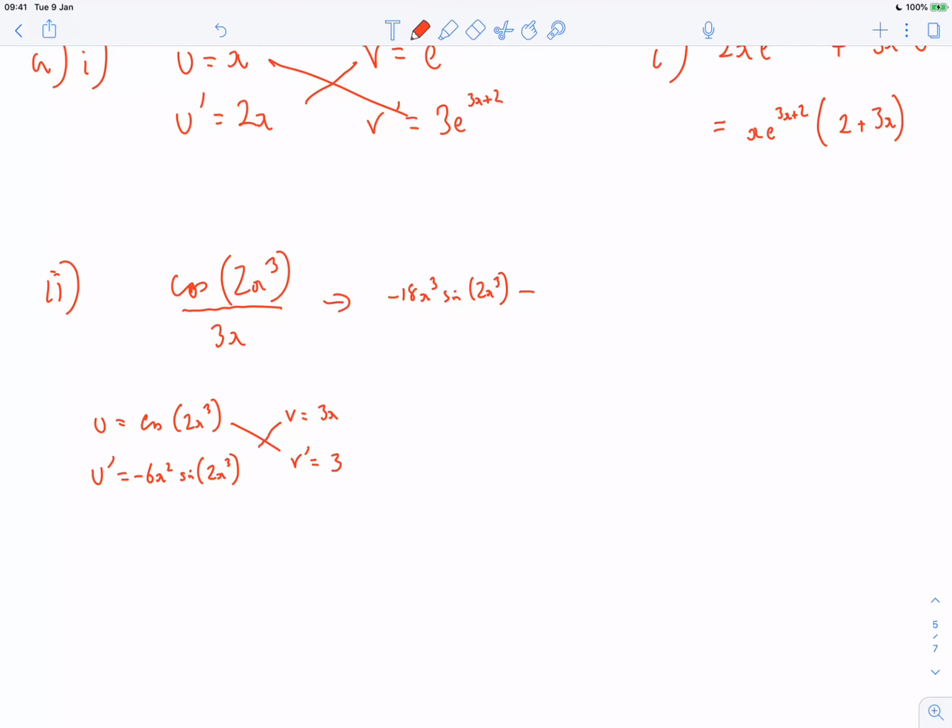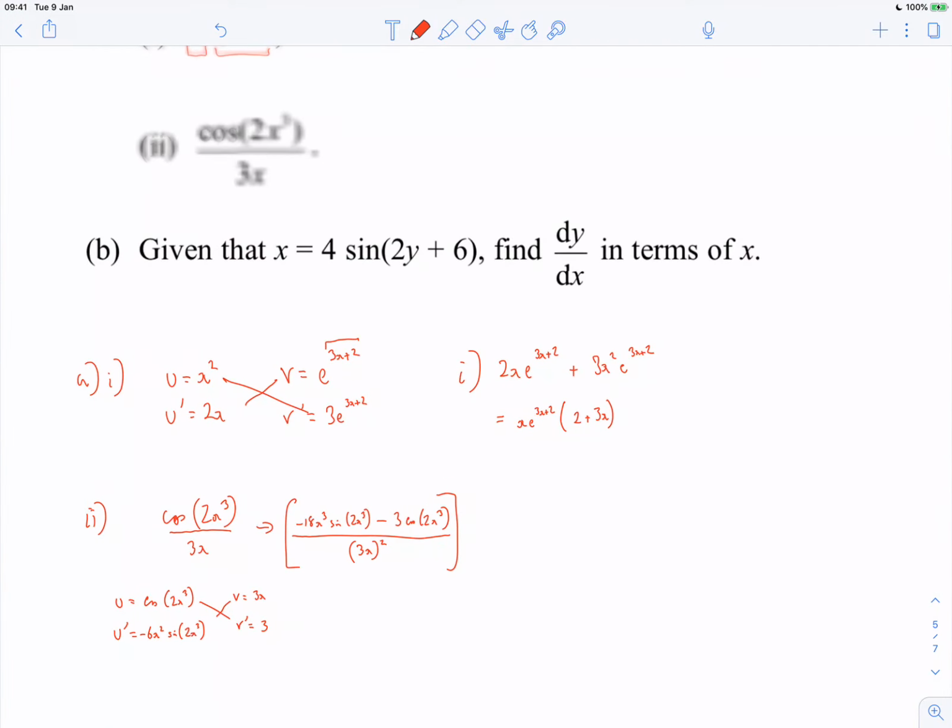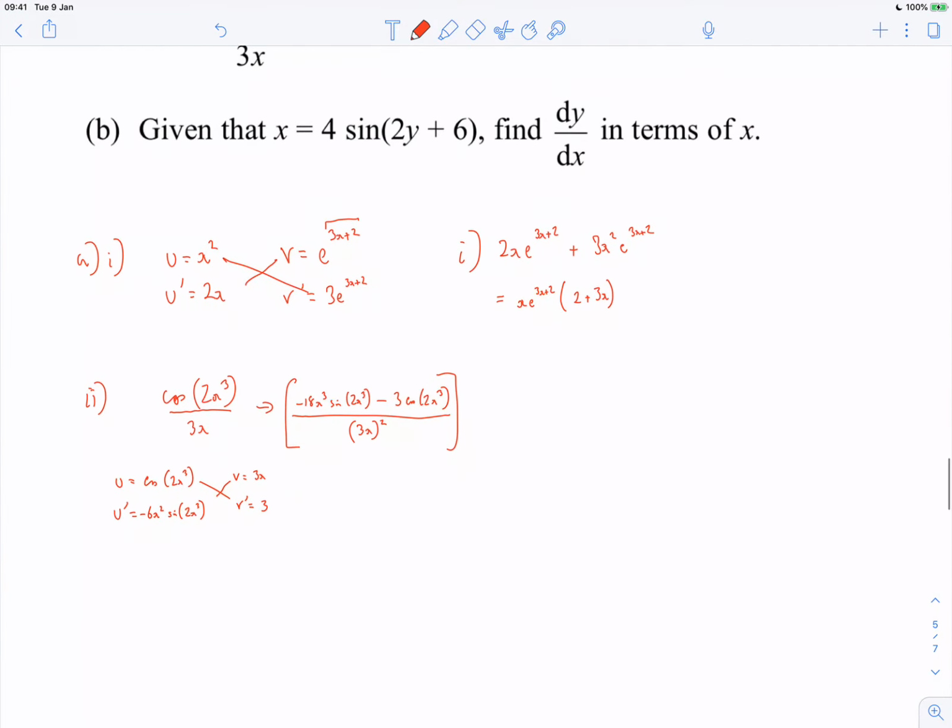So that's going to be minus 3 cosine of 2x cubed. And this is all going to be over v squared, which is 3x all squared. And you can leave it like that. There's no demand for simplification at this point. I'd probably leave it like that.